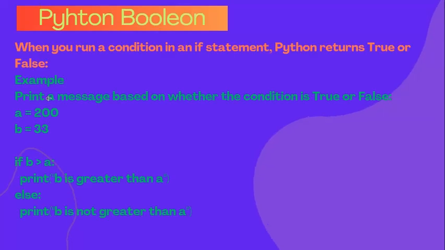Now, Python Booleans. When you run a condition in an if statement, Python returns true or false. For example, print a message based on whether the condition is true or false. A is equal to 200, and B is equal to 33. Here we have the condition: if B is greater than A, print B is greater than A, else print B is not greater than A. So this is the thing you need to understand.